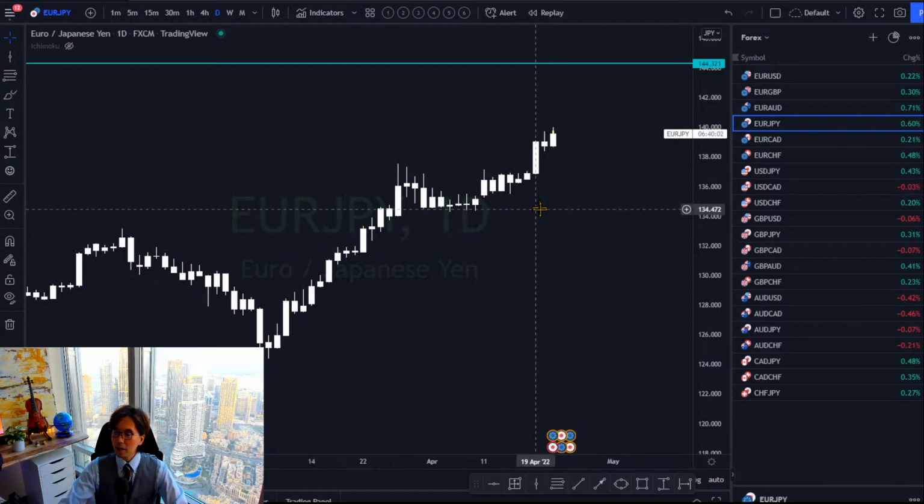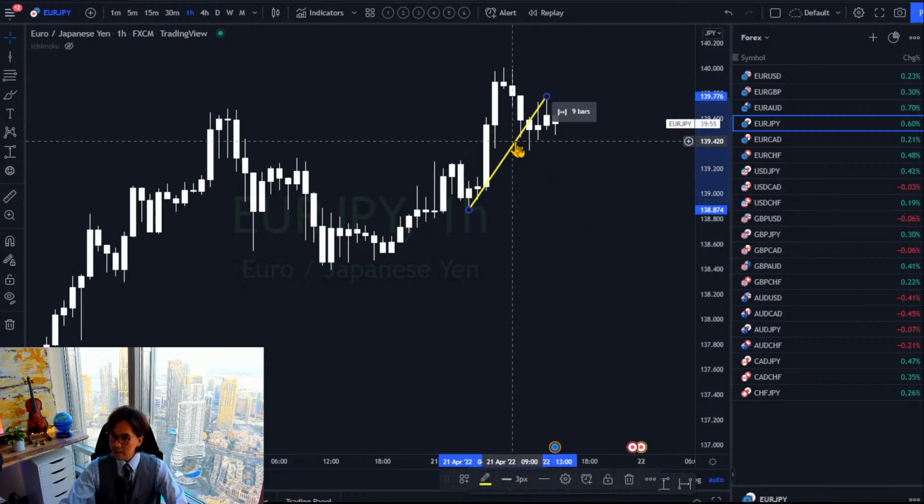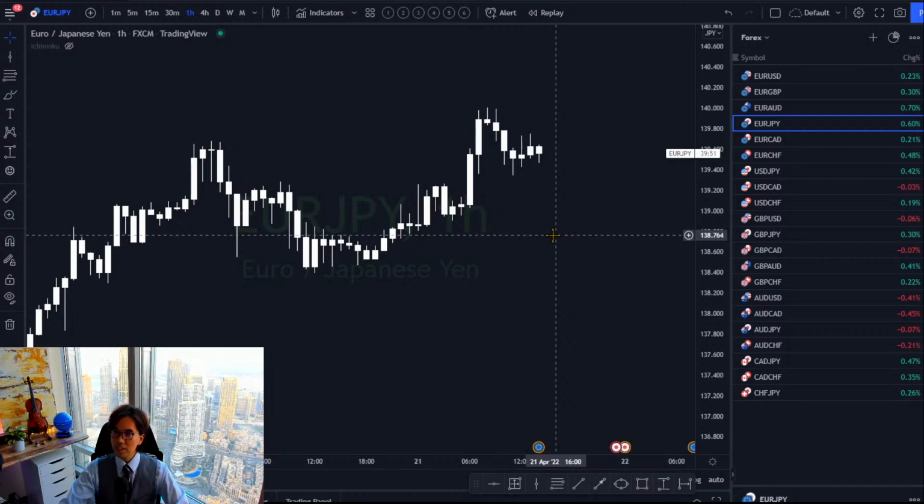And then let me go down to 1 hour. So I go down to 1 hour, and this is what we see here. In 1 hour, do you think this is bullish or bearish or range?